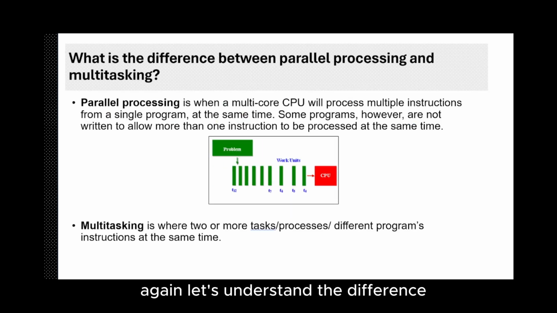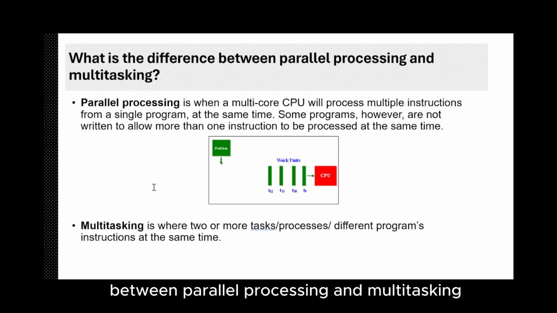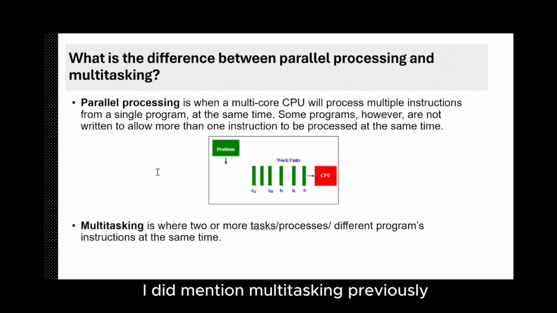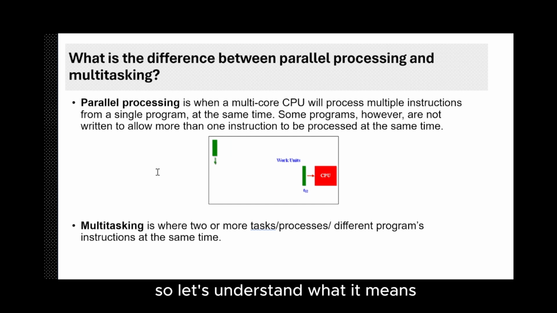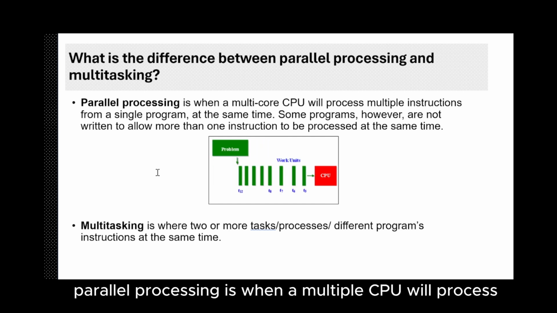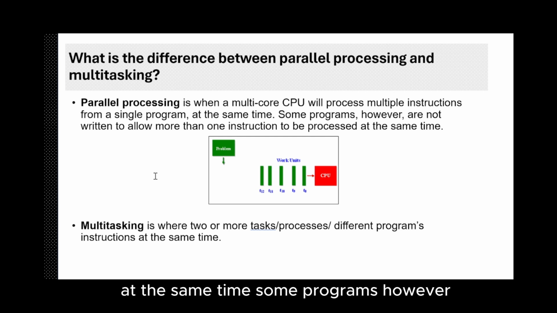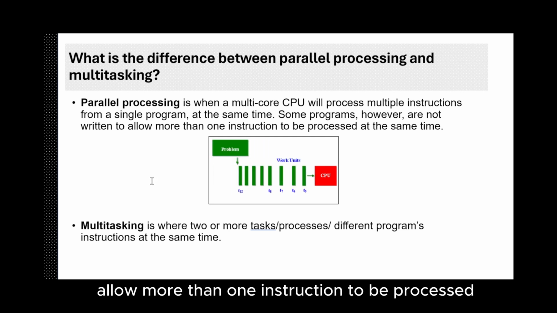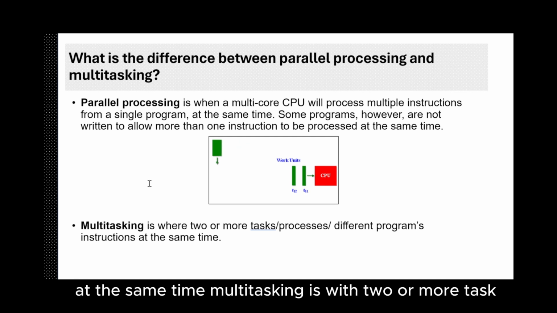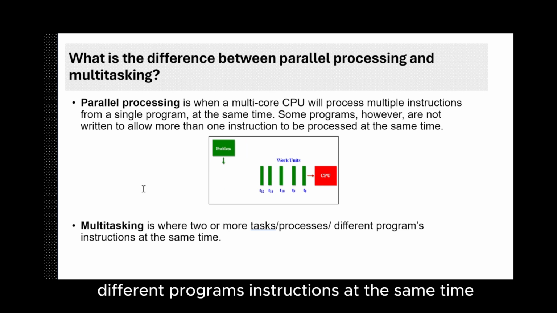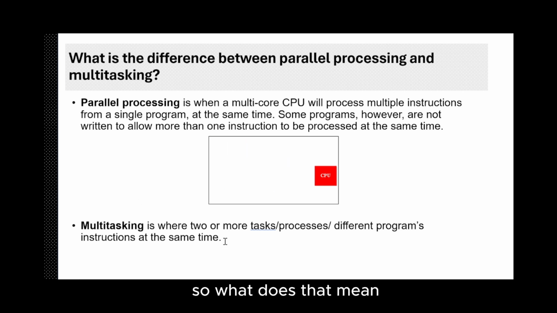Again, let's understand the difference between parallel processing and multitasking. I did mention multitasking previously, so let's understand what it means. Parallel processing is when a multi-core CPU will process multiple instructions from a single program at the same time. Some programs, however, are not written to allow more than one instruction to be processed at the same time. Multitasking is where two or more tasks, different programs, are run at the same time. So, what does that mean?